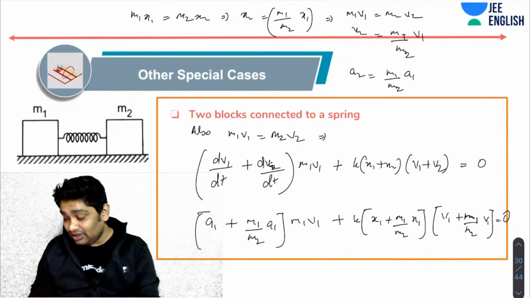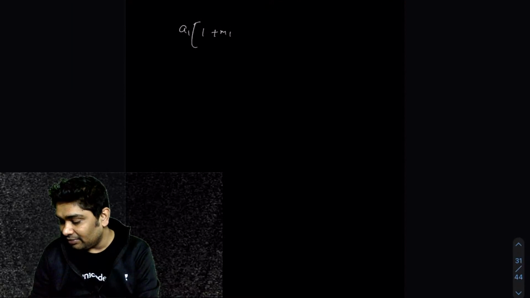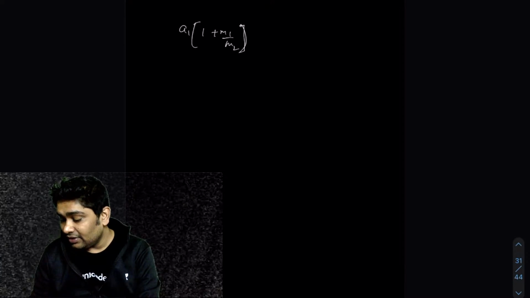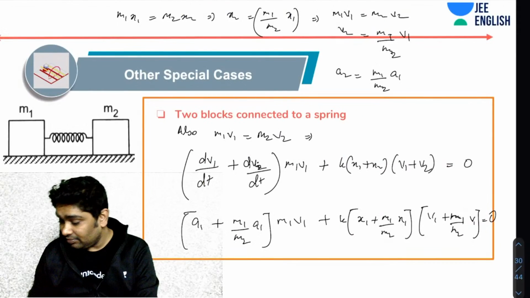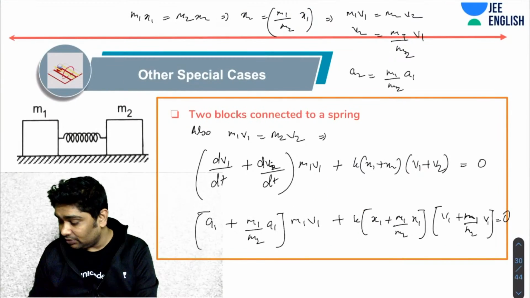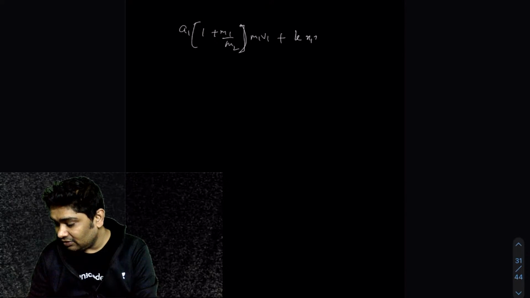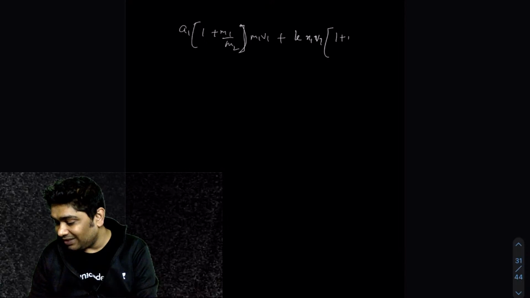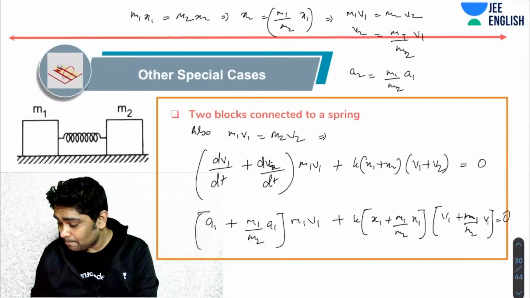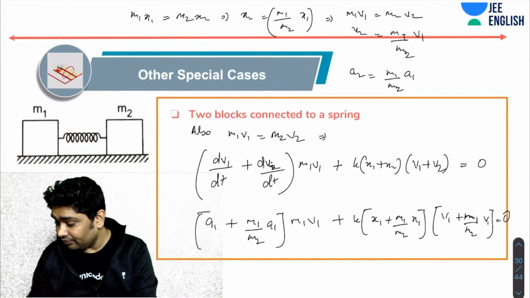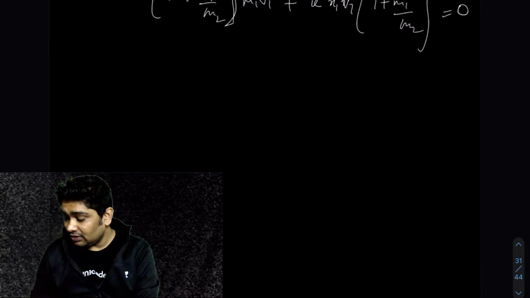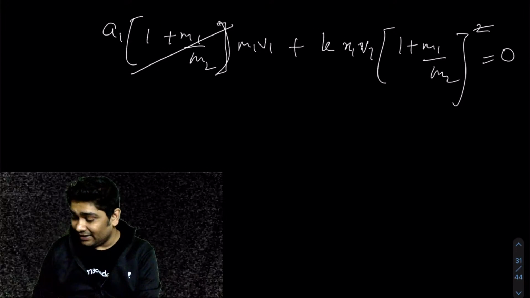All right. So now let's take a1 common from here. If I take a1 common, let's see what I'm getting. I'm getting a1 m1 v1 times 1 plus 1 by, plus, again here I'm taking x1 and v1 common, x1 v1. Then I'm also getting 1 plus m1 by m2 whole square, equals 0. Correct.